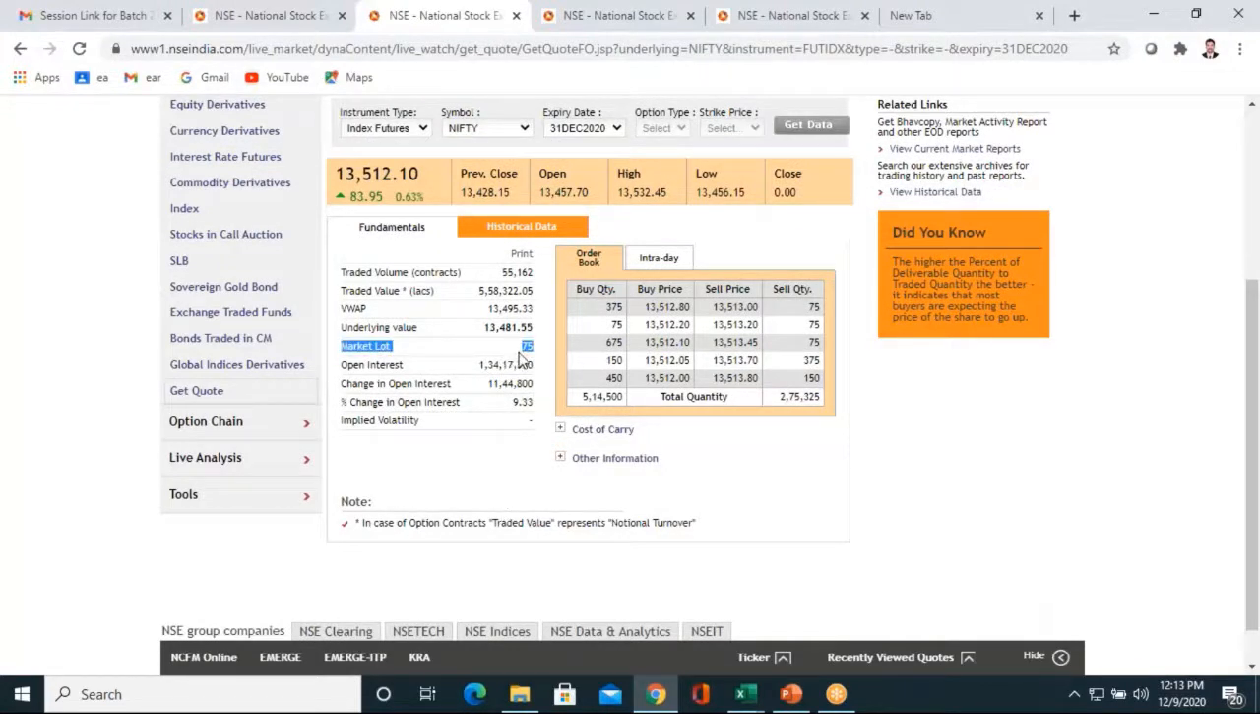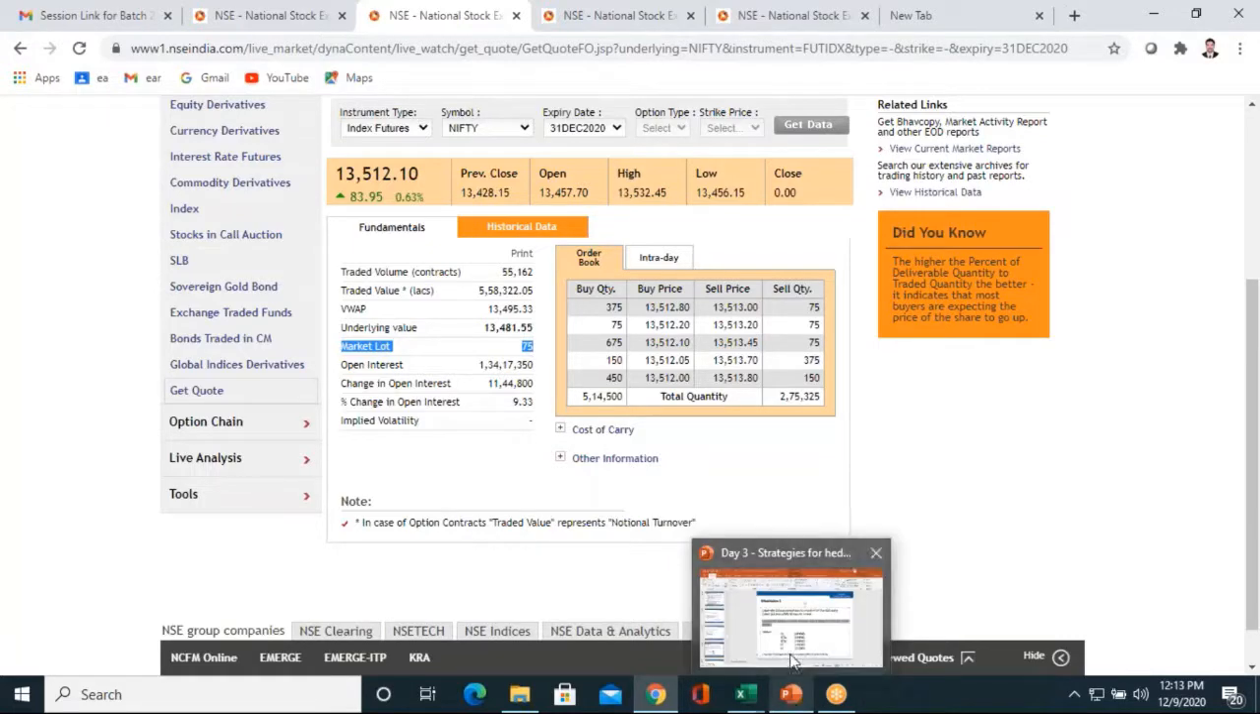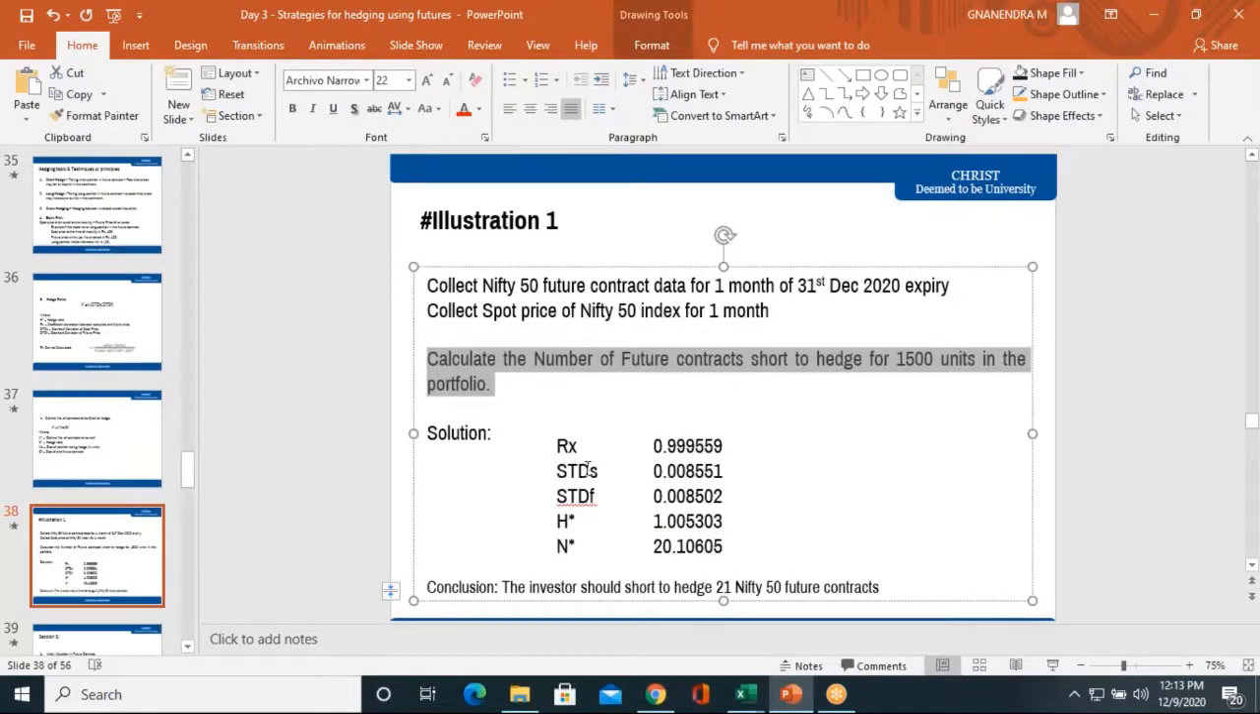75 units are there in each contract, but I want to hedge 1500 units in my portfolio. So here the value will not be explained. That is the disadvantage in the optimal number of future contracts by using the hedge ratio. So that's why further improvement has been done in the coming models, which I'm going to discuss. Okay, so that is the disadvantage here in the hedge ratio. The value will be explained further.